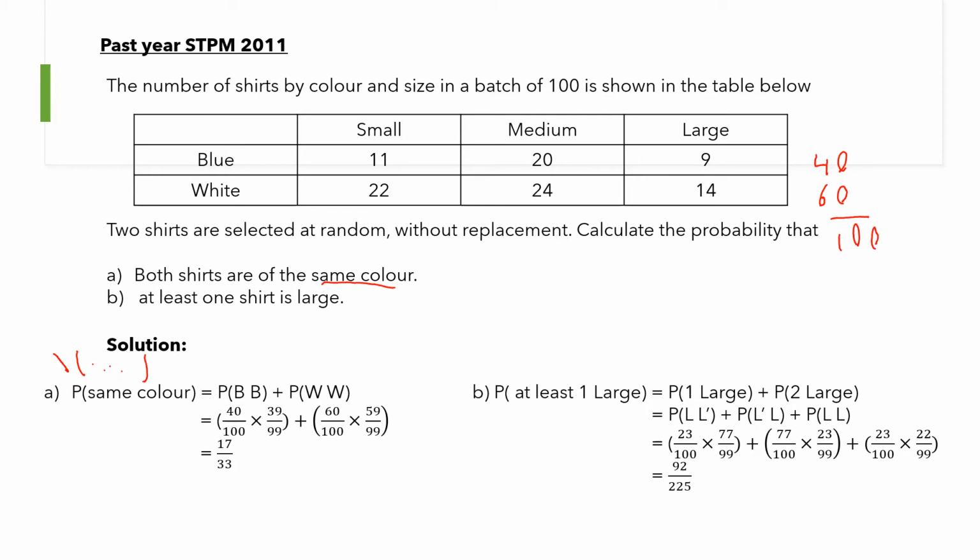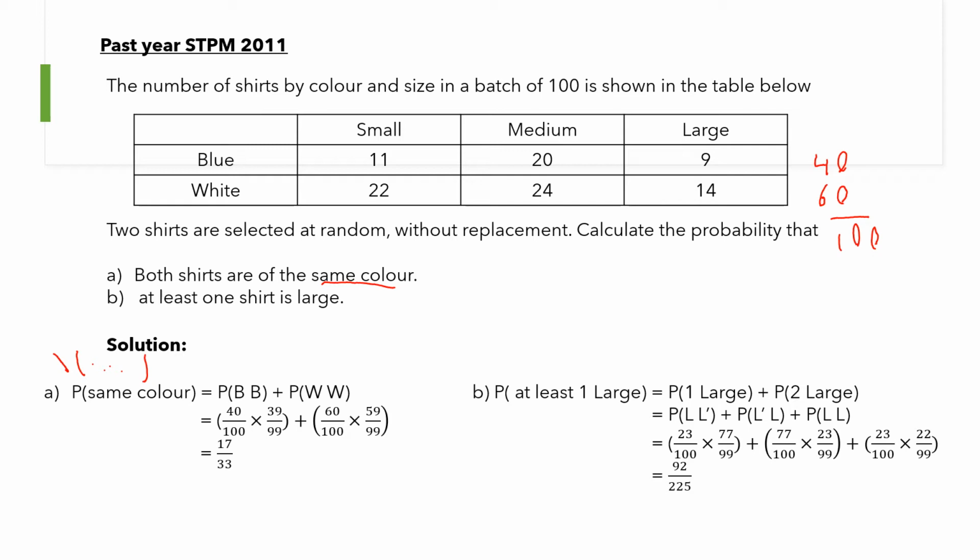So probability of same color. We start with blue first. The first we have to pick one blue. So 40 over 100 because there's 40 blue shirts and the total number of shirts is 100, times 39 over 99. Why? It is because after I take one blue shirt, there are only 39 blue shirts left, and the total number of shirts only left 99. So that's the reason why 39 over 99. If with replacement, it will be the same, 40 over 100, but this is without replacement.